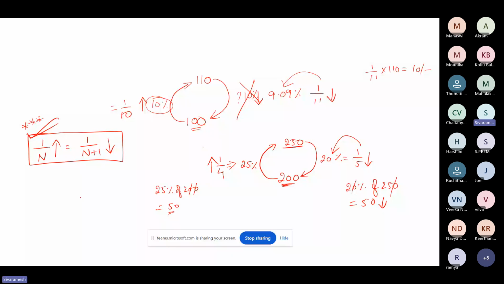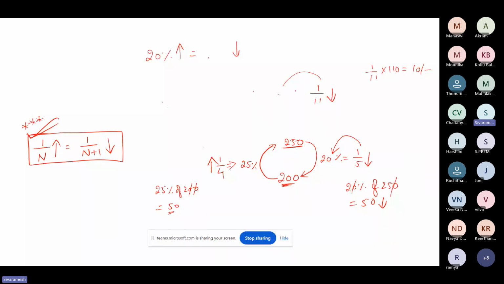Now I'll ask you one question. I hope you understand this particular logic. Try to answer this. If you increase 20% from one value, how much should get decreased to get back to the same value? Can you tell the answer for this? If you increase 20%, in order to get back to the same value, how much should get decreased?